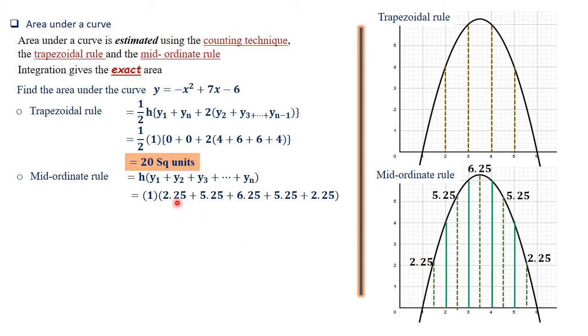And the y's are 2.25, 5.25, 6.25, 5.25 again, and 2.25. And therefore, simplifying that, the answer becomes 21.25. This again is an approximation. If you want to improve your accuracy on the trapezoidal or mid-ordinate rule, you need to have as many more trapezia as is humanly possible. For the sake of explanation, I've used 5 trapezia for both of them.